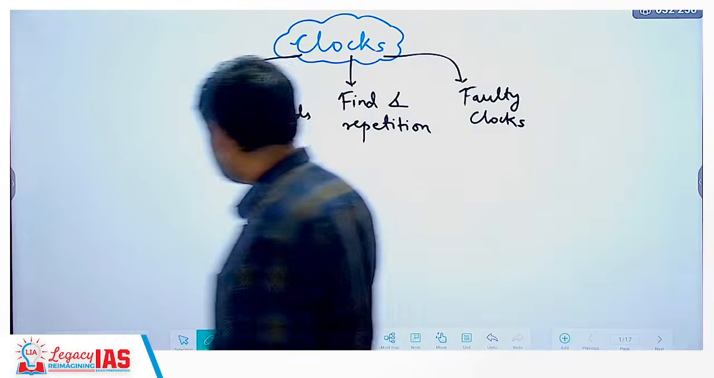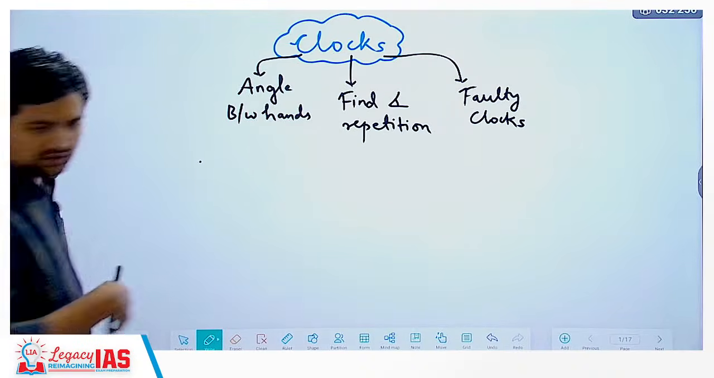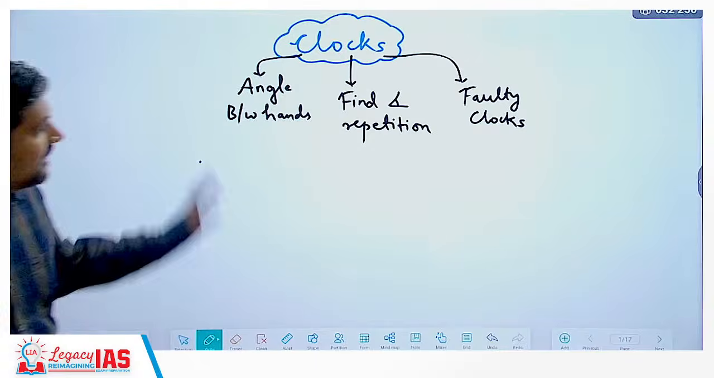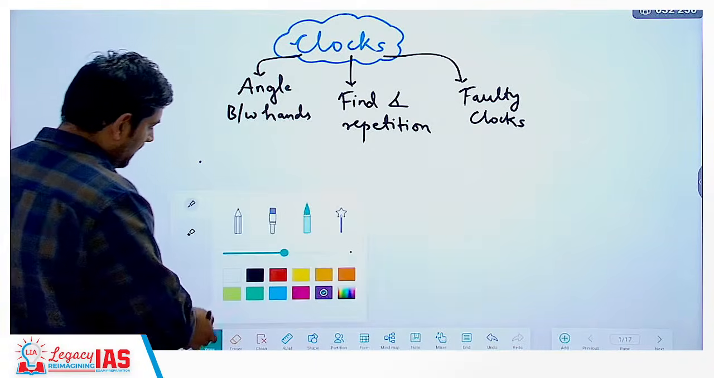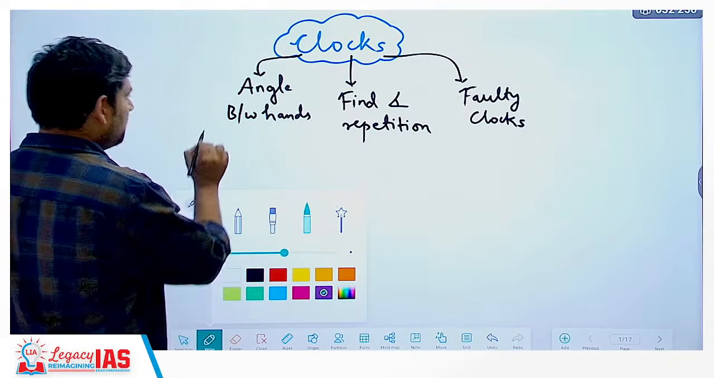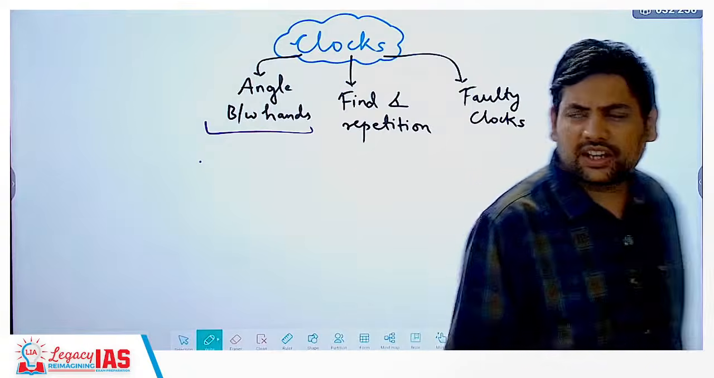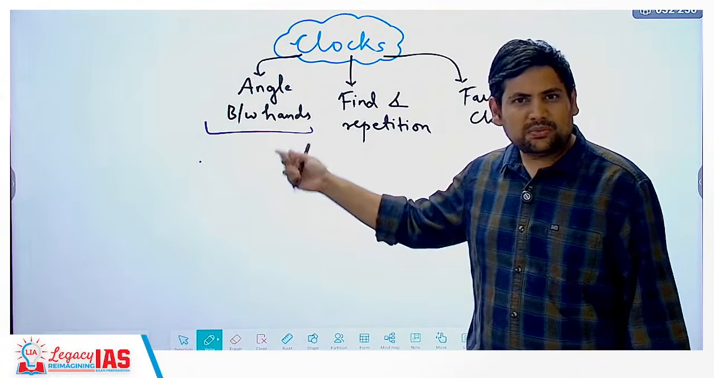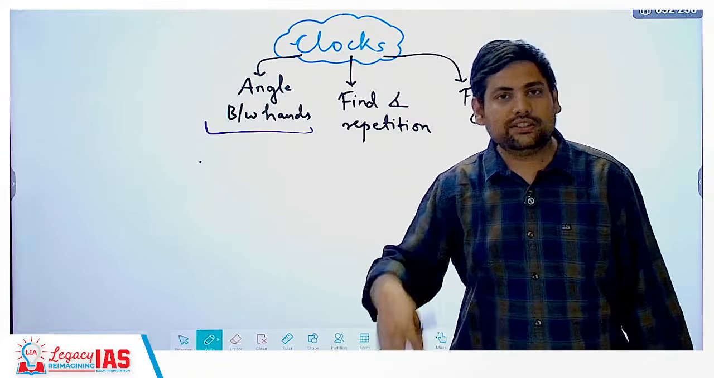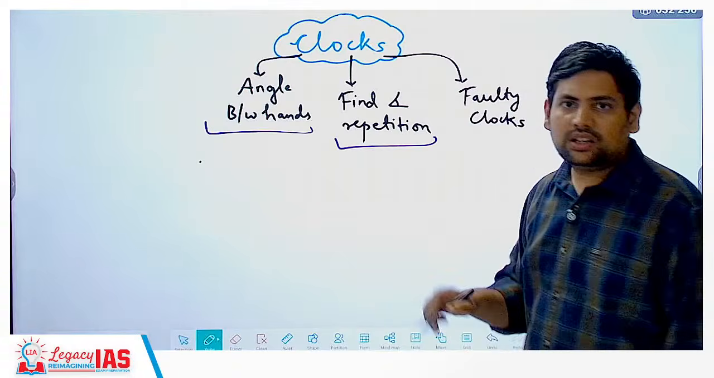Now let's see this. First thing is the kind of questions that we see in this chapter. There are three major kinds of questions. We'll try to cover them all within this lecture. First is the angle between hands, minute hand and hour hand. What is the angle between them, that is usually asked, or some angle is given and then it is asked to tell the time.